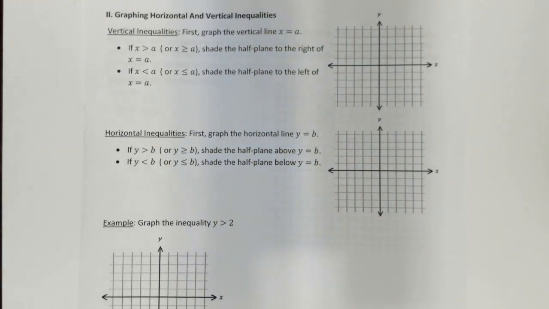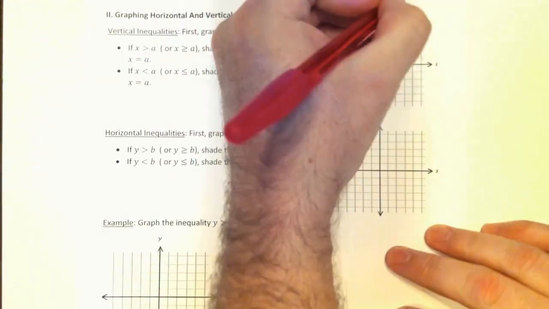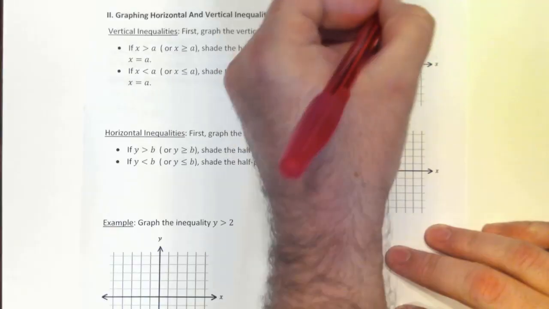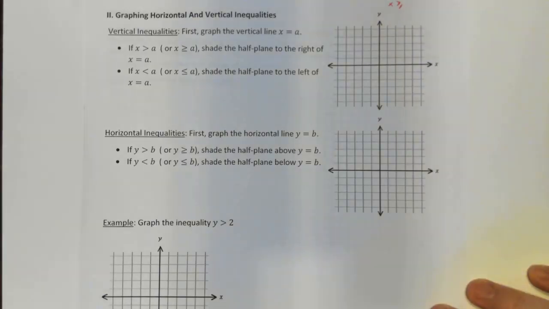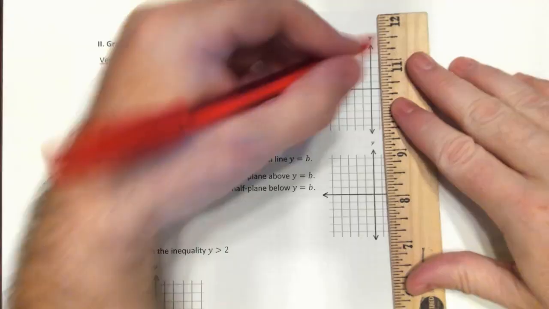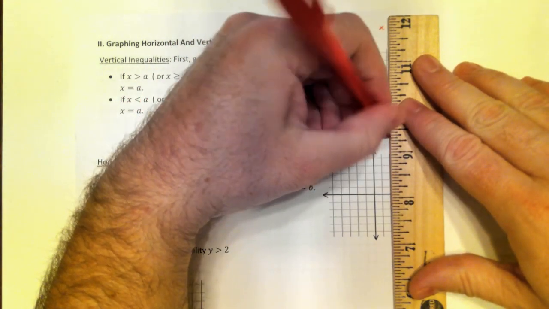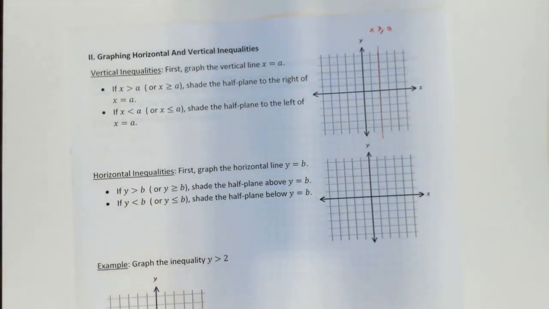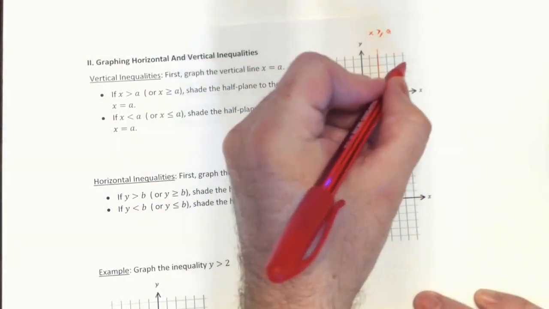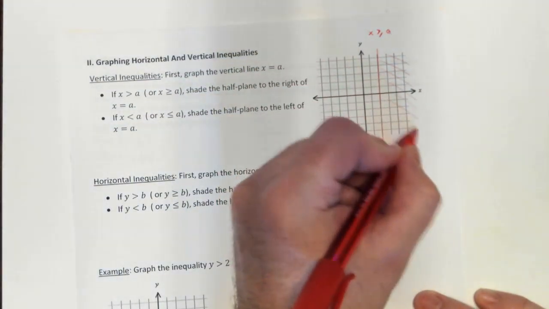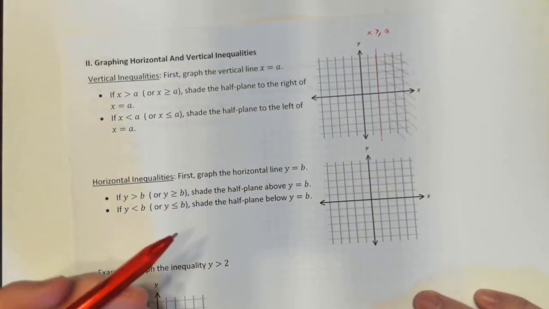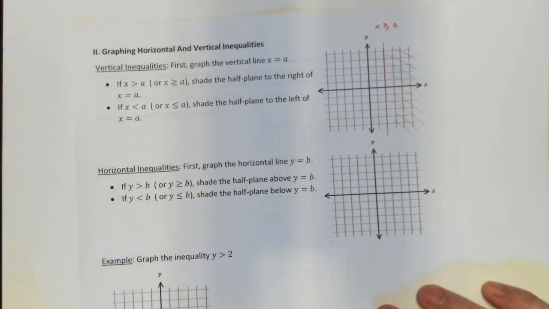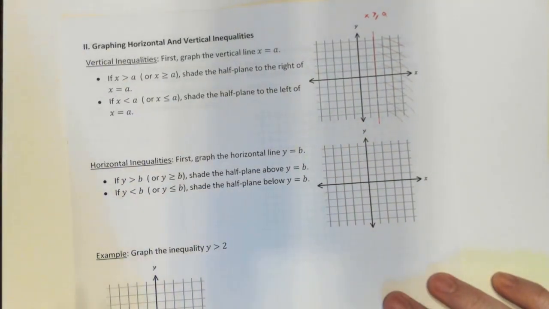So let's do that. I guess we'll do x is greater than or equal to a. And I'll choose a is here. Okay, so since it's equal to, use a solid line. And then because it's greater than or equal to, we shade to the right. Shade the half plane to the right. Had it been less than or equal to, you would shade to the left. Okay? So let's look at the next one.